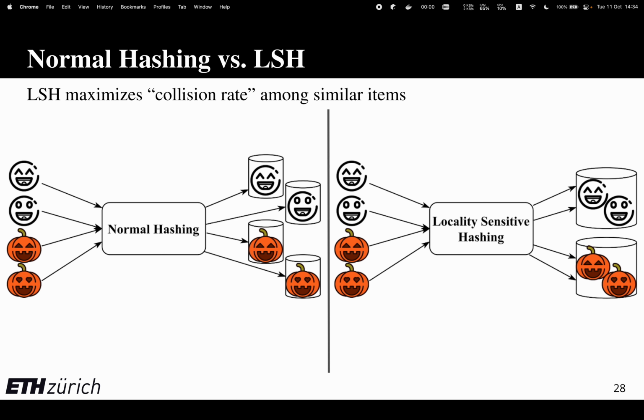But in LSH, what we want is to maximize the collision rate between similar items. In this case, we want to hash the human faces into one bucket and the pumpkin faces into another bucket.